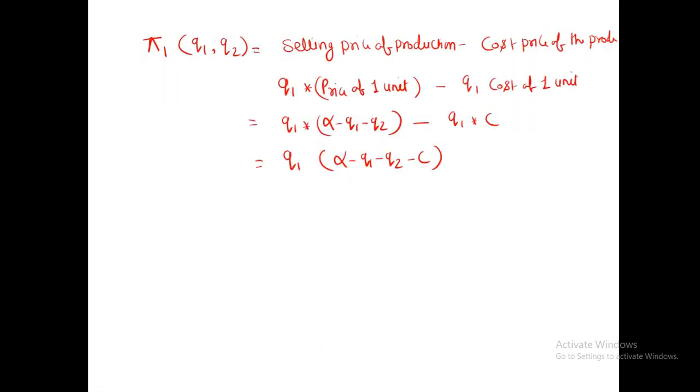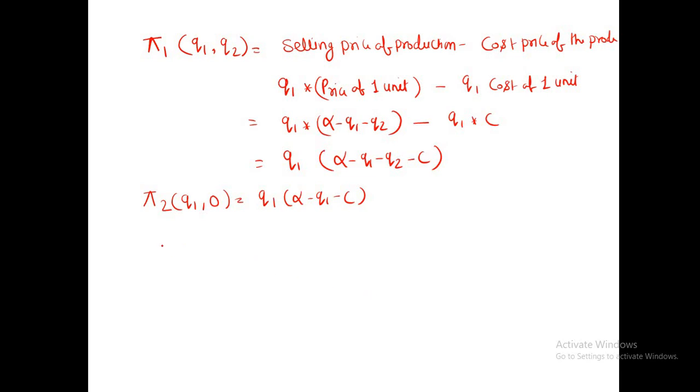So first we determine the profit when player 2 is producing 0. What will be the value here? We need to put 0 in place of Q2. What we will get? We will get Q1 times alpha minus Q1 minus C. This is the profit of player 1 when the other firm is producing 0.